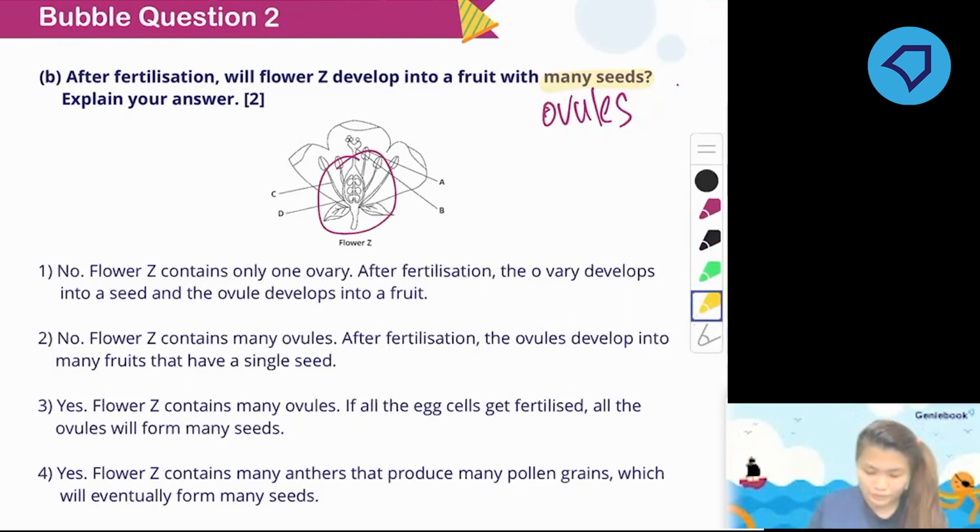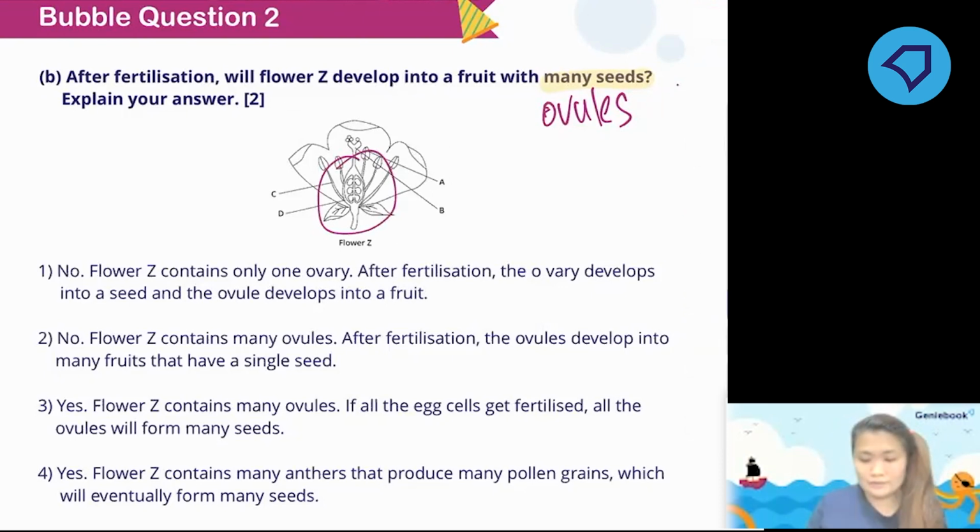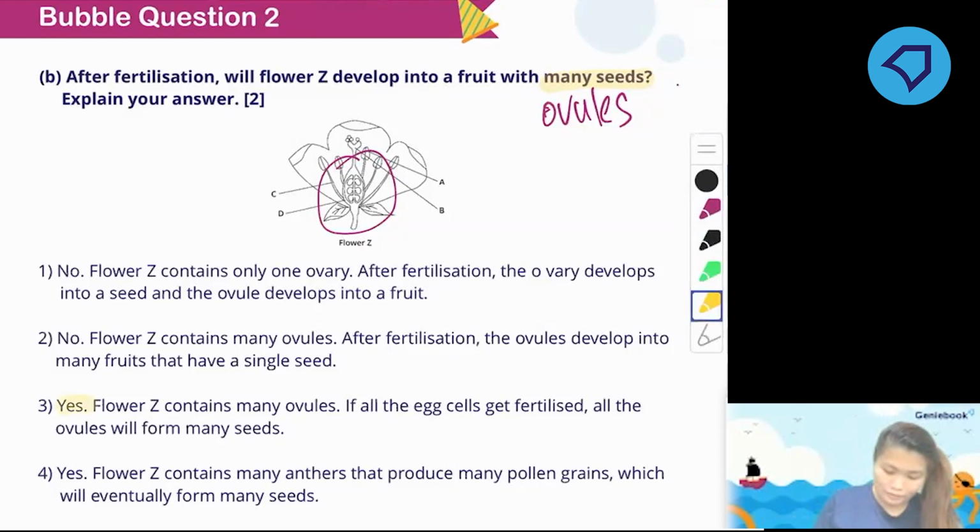Okay, this is how we're going to do it when it comes to such questions. First part, will flower Z develop into a fruit with many seeds? So we know that from the diagram, flower Z has many ovules, so it will have many seeds. So the first part will definitely be a yes.